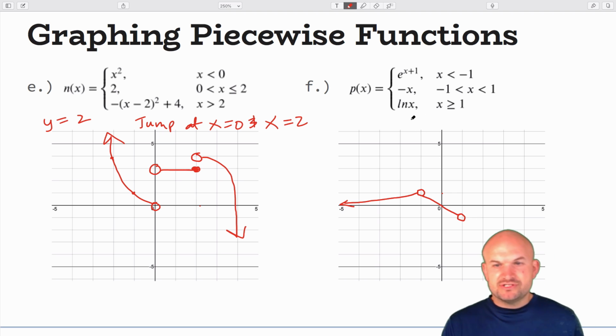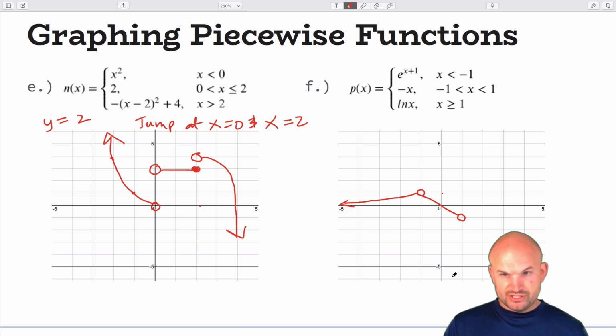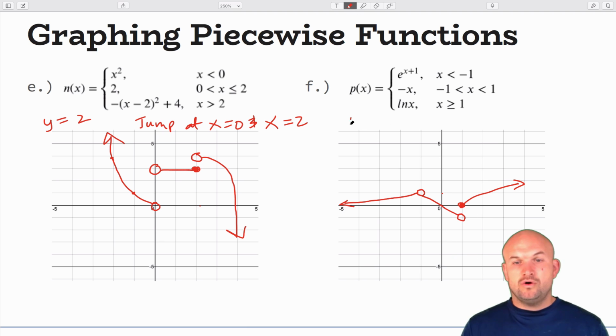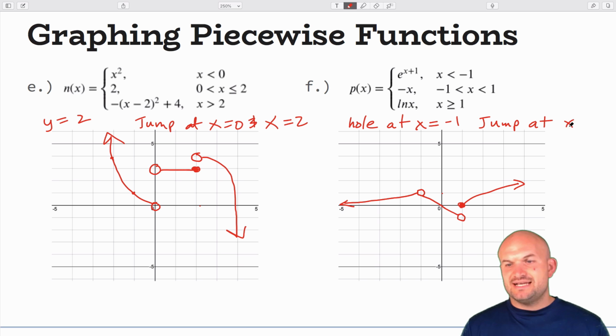And this next one is going to be ln of x, so it's just the parent function, which continues here. The parent function of ln of x has an x-intercept at 1, and therefore the graph would look something like this. But we're only going to graph it for values that are greater than 1, so we're not going to graph this side. So now we can see that we have a hole at x equals -1, and we have a jump at x equals 1.